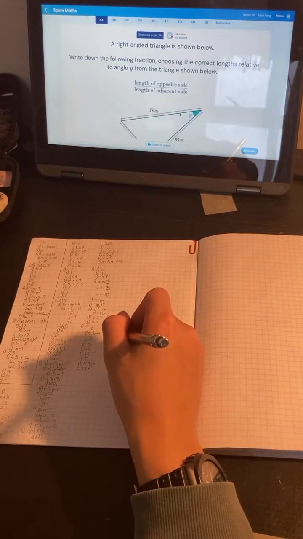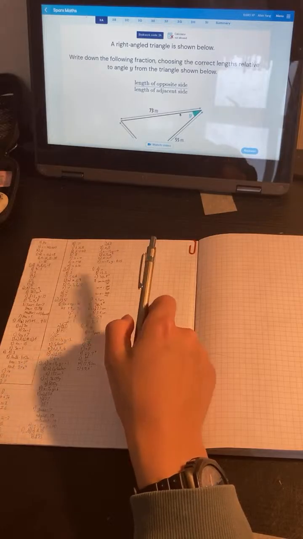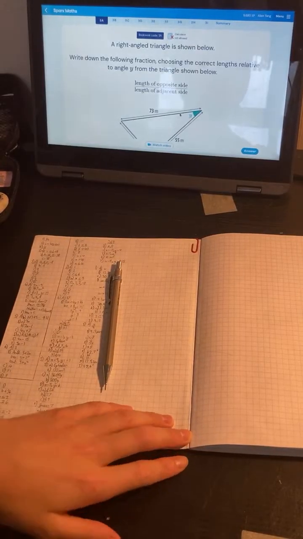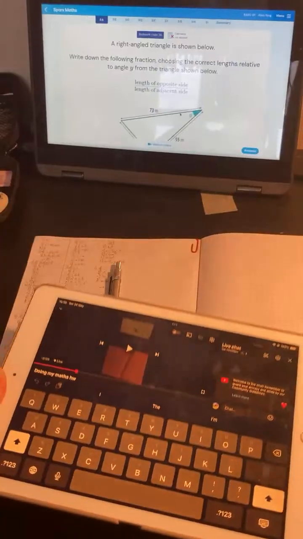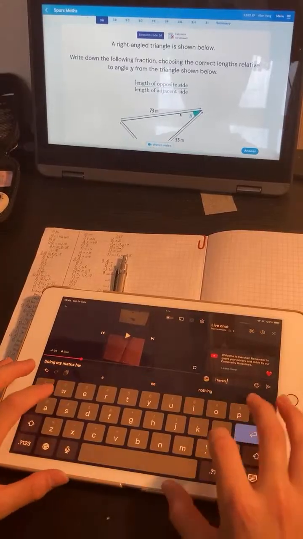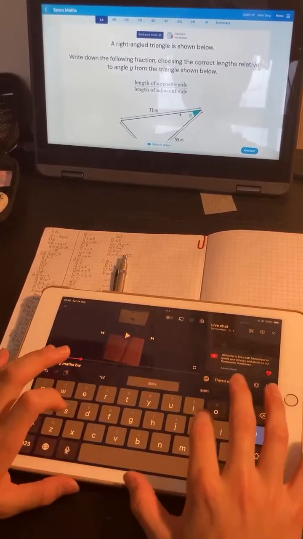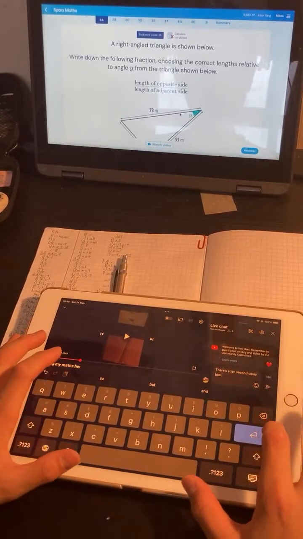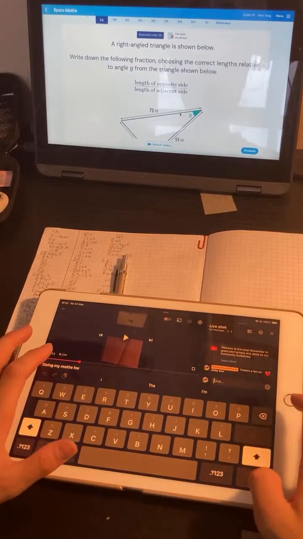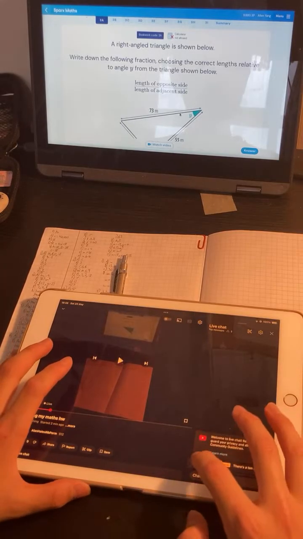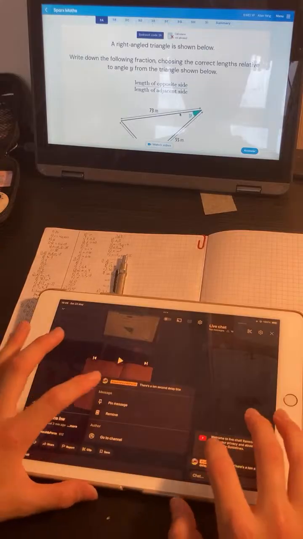A right angled triangle is shown below. Write down the following fraction. Choose the correct length relative to the angle y. Wait, I'm just gonna put a note down. How do I pin my comment? There you go. Perfect.